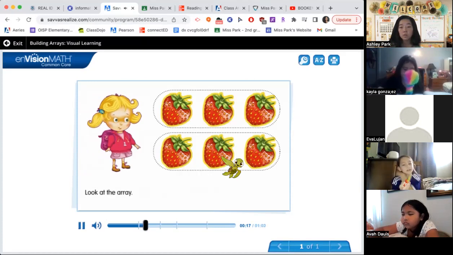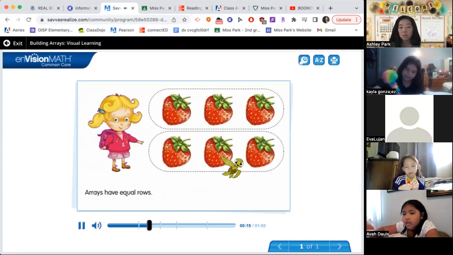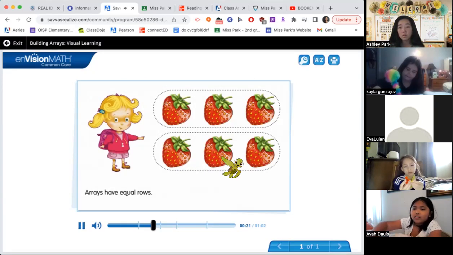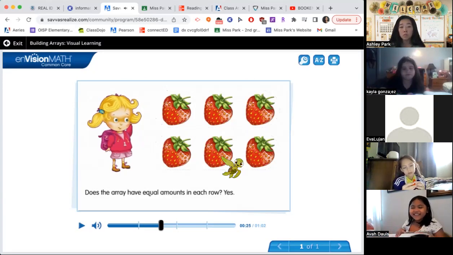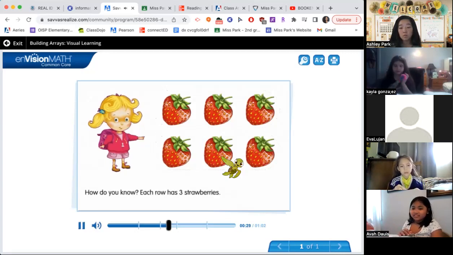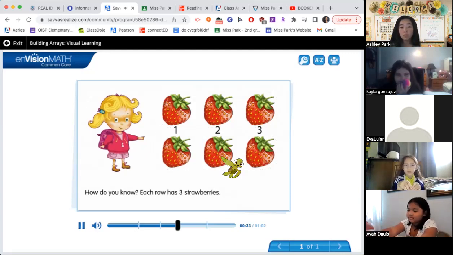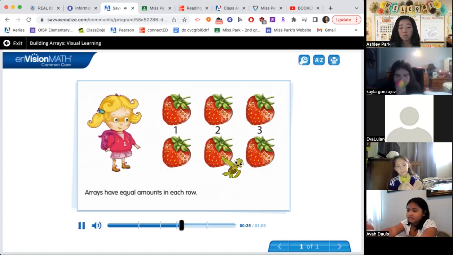Look at the array. Arrays have equal rows. Does the array have equal amounts in each row? Yes. How do you know? Each row has 3 strawberries. Arrays have equal amounts in each row.